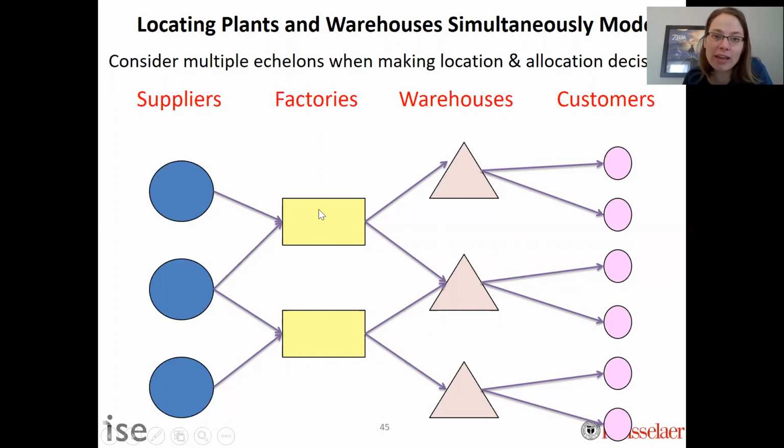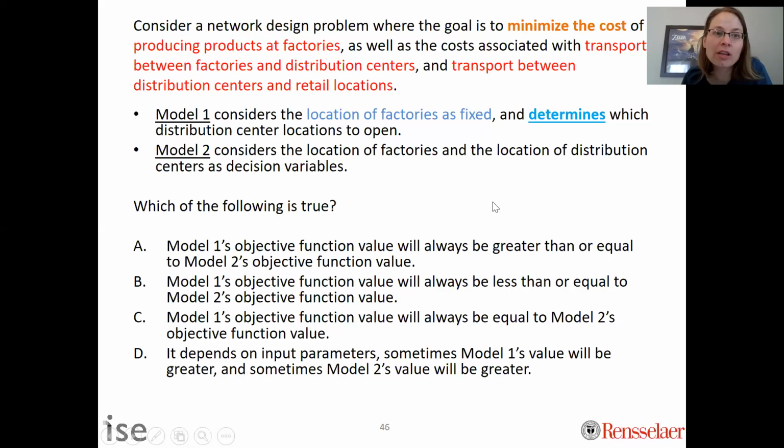And our goal, again, is to minimize the fixed cost of operating factories and warehouses, and the variable cost of shipping and producing things at a factory to a warehouse. So those are the two models. Then the question asks, which of the following is true? And I would like you to pause here, think about this, and then come back and push play.